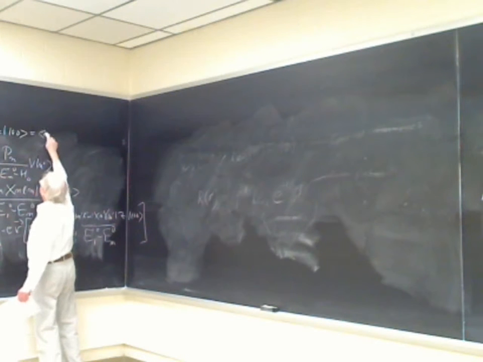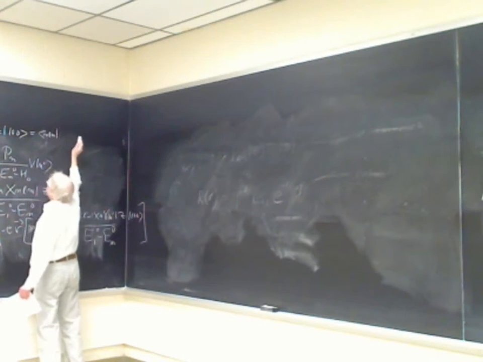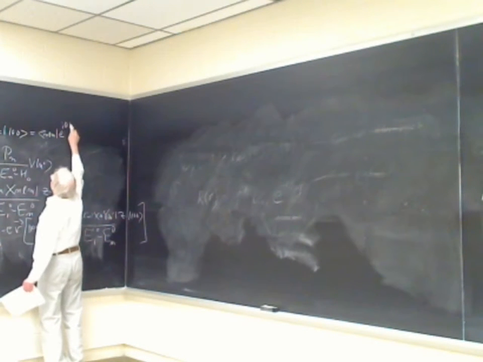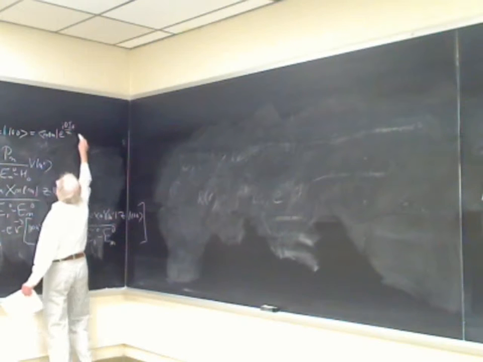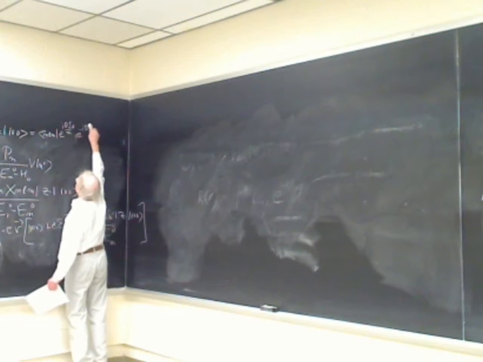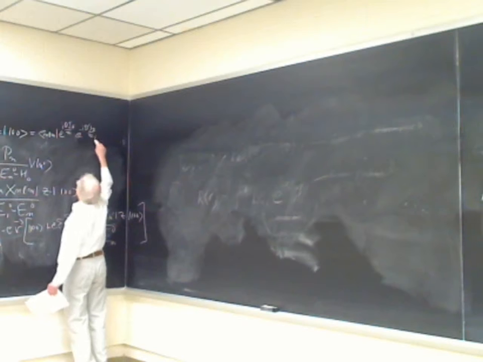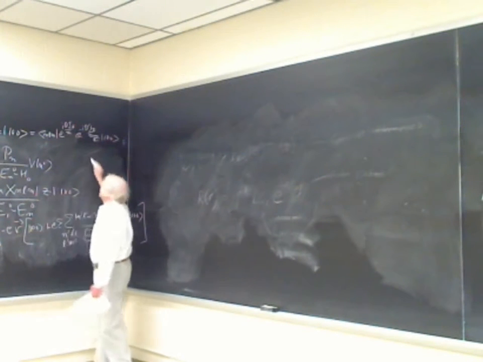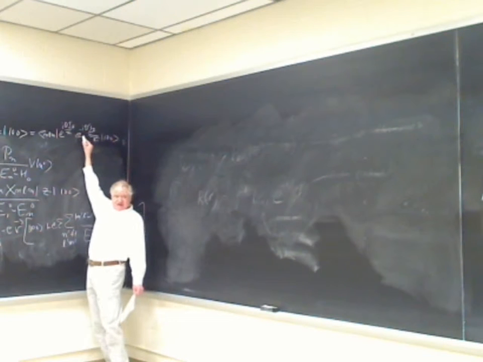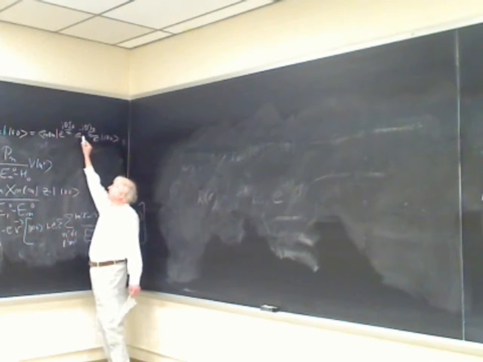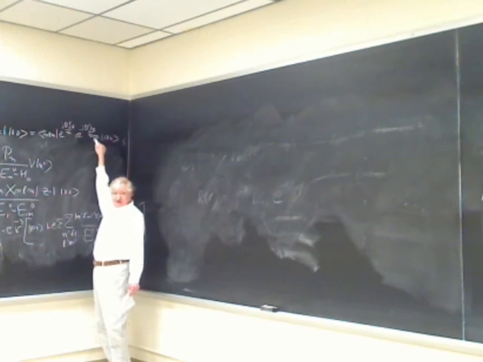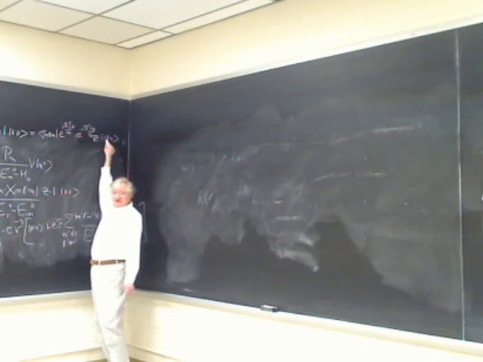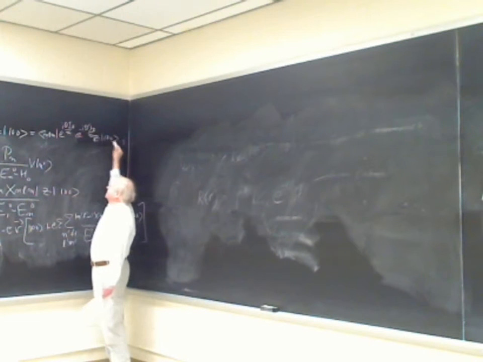You can stick in here between <nlm| and z the identity in the following form: e^{iθJ3/ħ} e^{-iθJ3/ħ}. This is a rotation about the z-axis by angle theta. When it hits z, it doesn't do anything because z is pointing in the z direction. When it hits a spherically symmetric state, it doesn't do anything. So this has no effect.